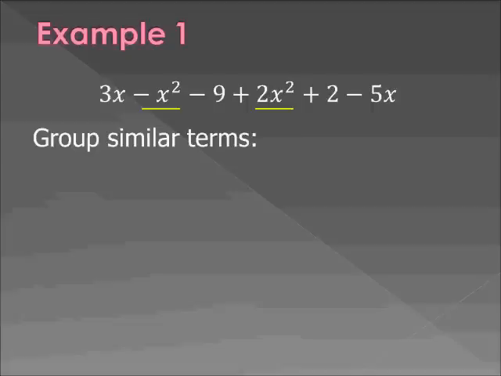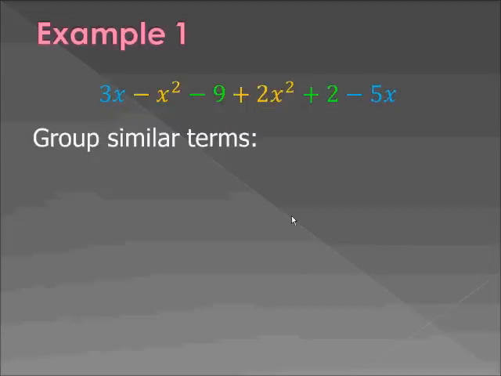The first thing you might want to do is to either underline the terms or circle them so that like terms can be combined. So the first thing I did was underline the negative x squared and the 2x squared. You will also notice that you can group the 3x and the negative 5x over here. Finally, we have a negative 9 and the 2 representing the constants. So to combine the similar terms, you would basically take each term and add it with its other like term.